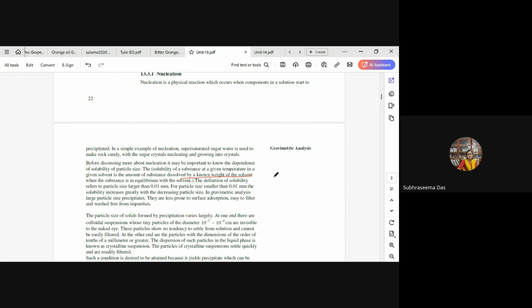In gravimetric analysis, the larger particles form precipitates that are less prone to surface adsorption, are easy to filter, and can be washed properly. It is always important to remember that those particles having larger sizes form precipitates.